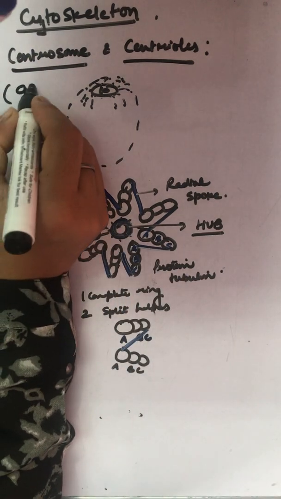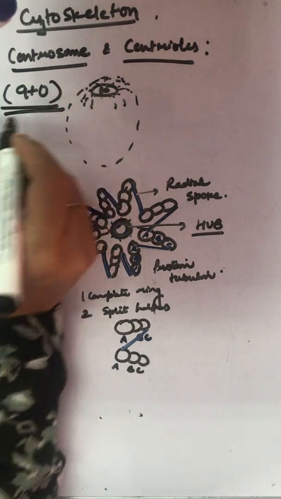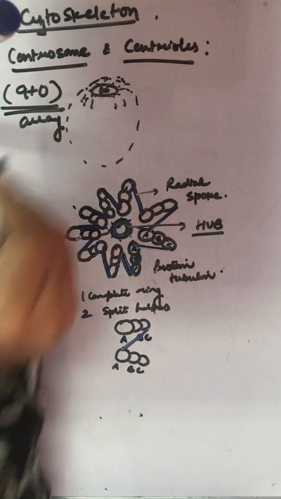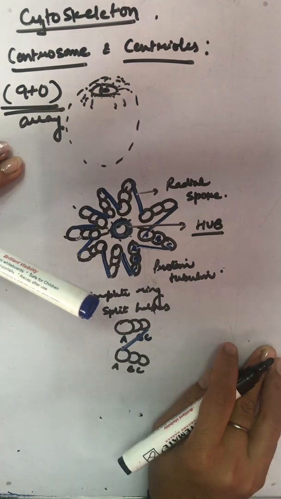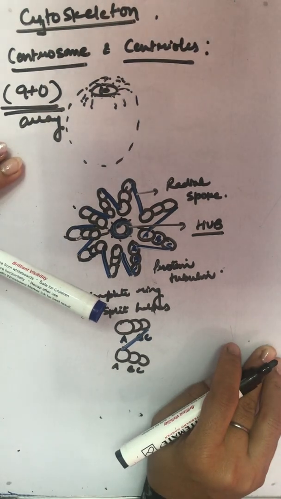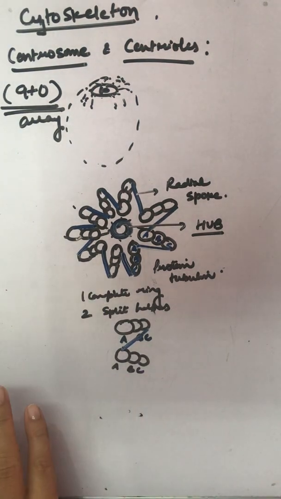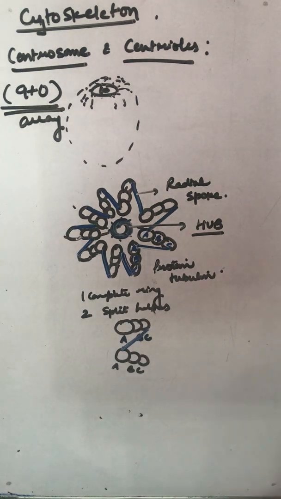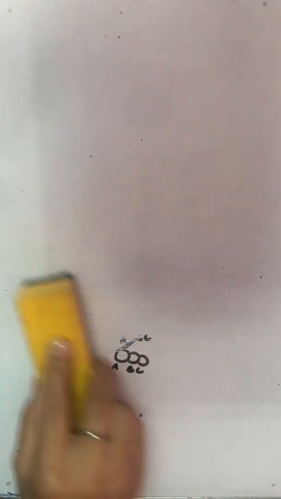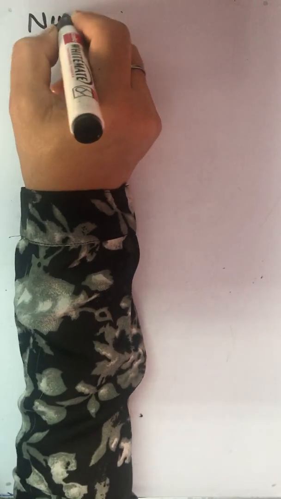This arrangement is known as 9+0 array. What do we call it? 9+0 array. Alright, moving to nucleus.